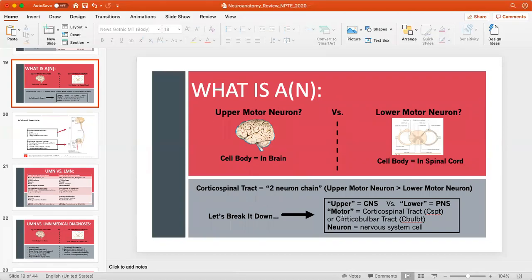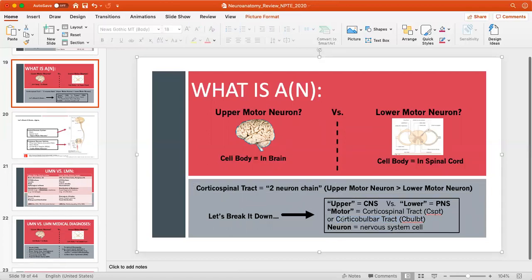The other thing that I don't want to fail to mention, and I think I mentioned this prior, but I didn't name the tract, is the corticobulbar tract. So the corticospinal tract is going to supply motor innervation to our upper extremity and lower extremity, so our arms and legs. But our corticobulbar tract is going to supply motor innervation to our face and tongue, muscles of the pharynx and larynx, to the degree that they are voluntary, or the voluntary muscles of those areas.